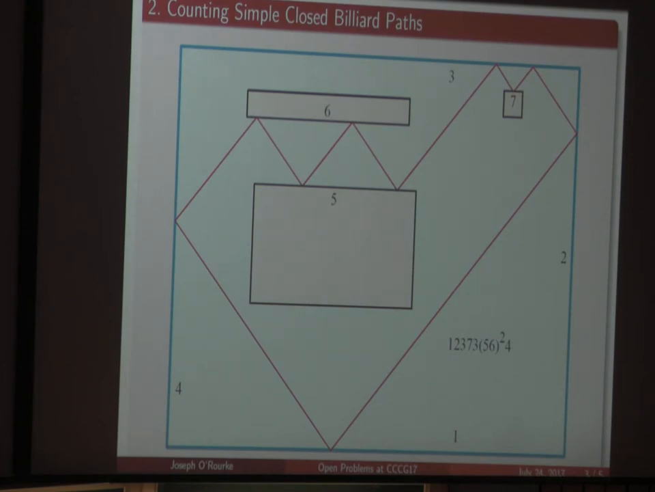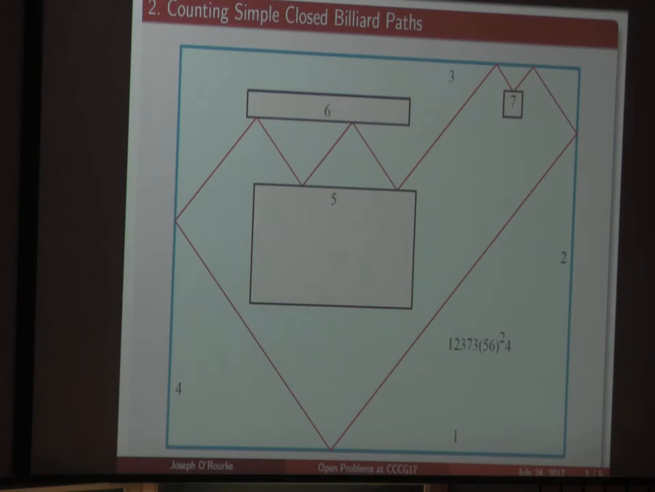Here I chose 45 degrees. And now imagine all the edges are labeled. I just labeled the ones where it bounces. And I want to look at closed billiard paths that come back and close upon themselves and are simple. So it's a simple polygon. And you can write down, let's say I call this a signature of the labels that you hit. So this hits label one at the bottom, then two, then three, then seven, then three, then five, six, four, and it's in a cycle.